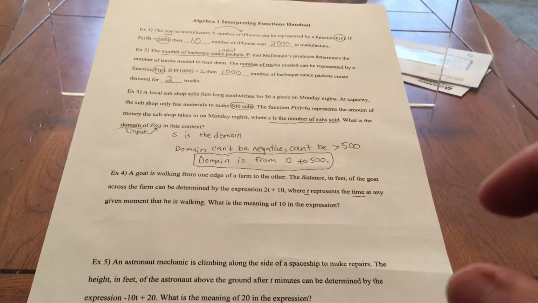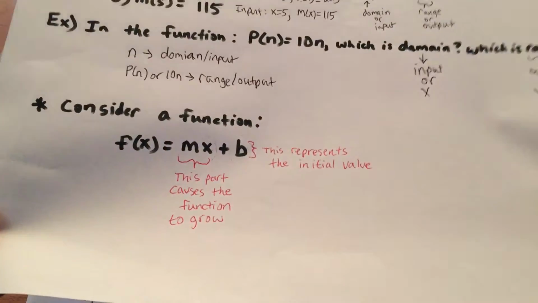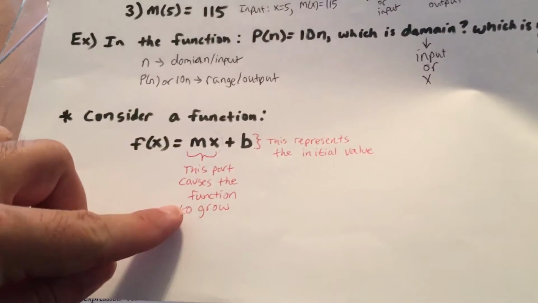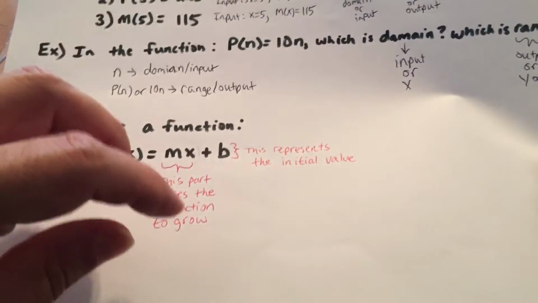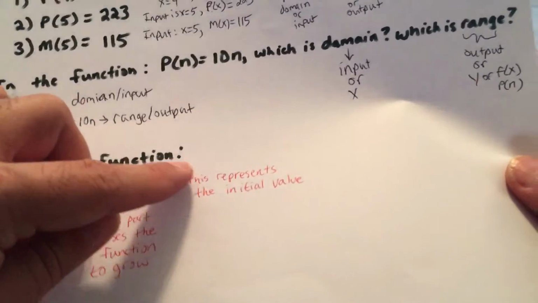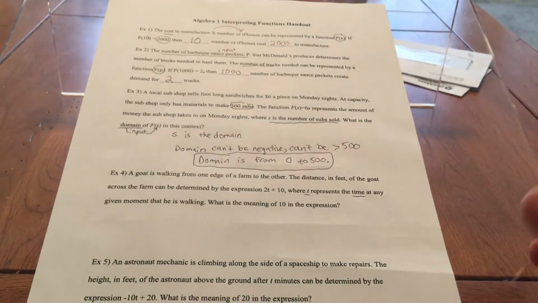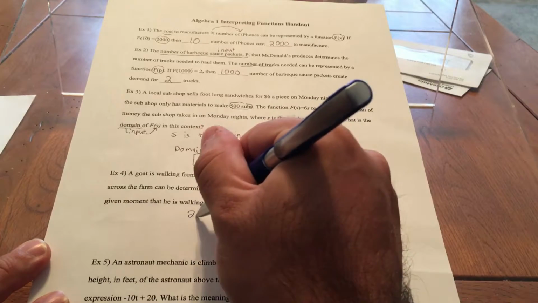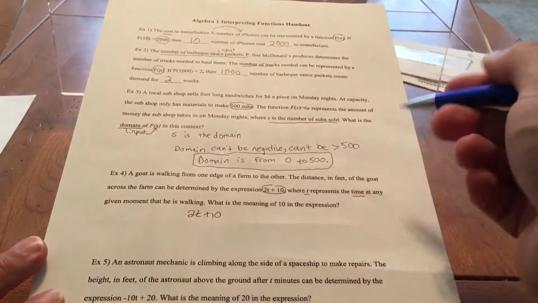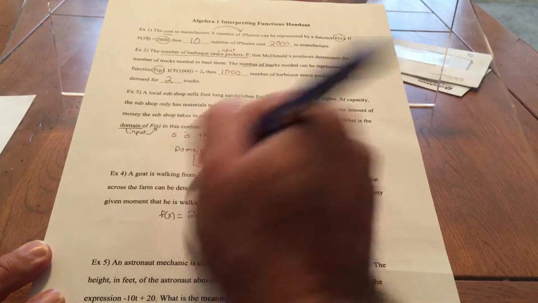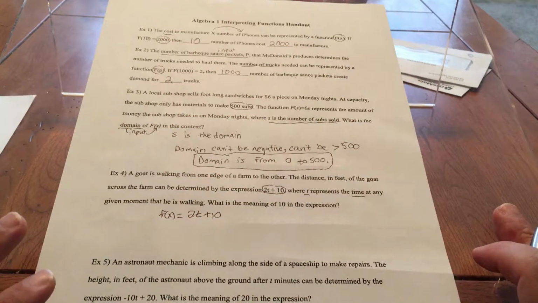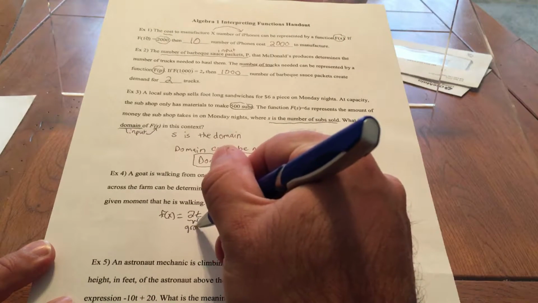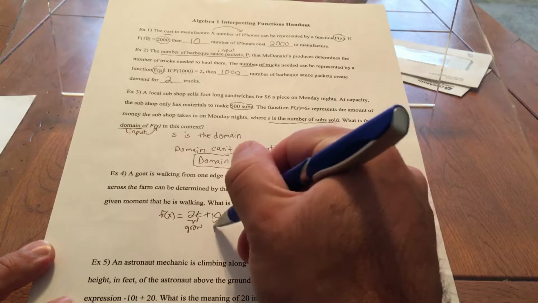This sort of goes back to what I said in the final point in the previous video. If we consider this function, the mx part, where you're multiplying two terms together, causes the function to grow. But the part on the end represents the initial value. So if you look at the function they give us here, 2t plus 10, in this case they don't give us function notation, but let's say our f of x is equal to 2t plus 10. That's our function, okay? So the 2t causes the function to grow, and this part represents the initial value.